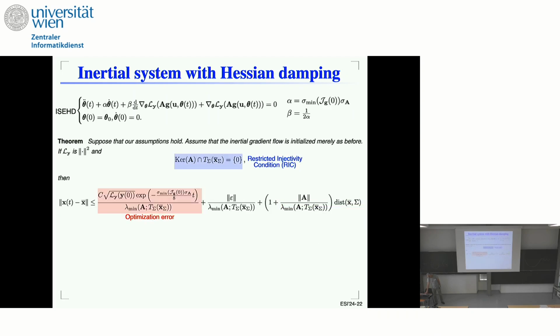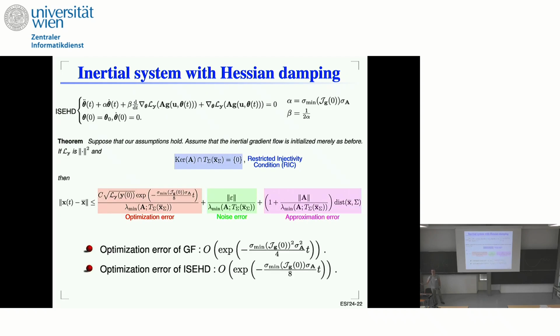So just to show you that if we replace gradient flow with the one that I showed before with the Hessian-driven damping, for instance, we can improve the convergence rate from this to this. You see, again, here we have somehow the conditioning, and here we have only the square root of the conditioning, as we expect.